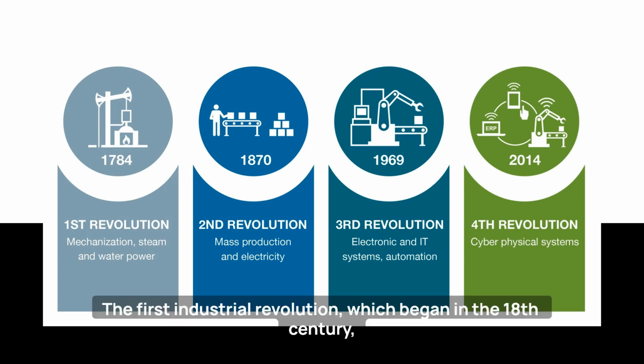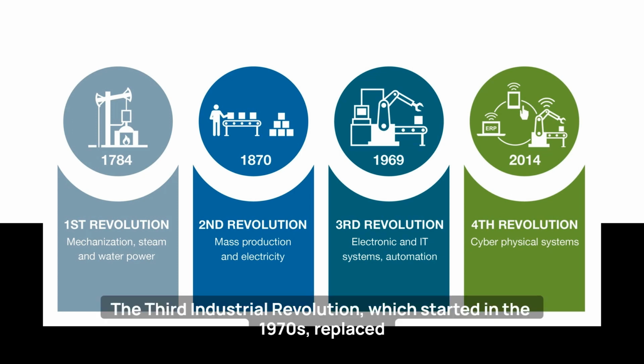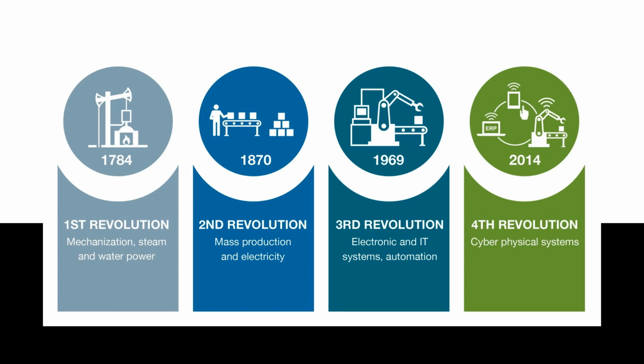The first industrial revolution, which began in the 18th century, brought about steam power and machines into production. The second industrial revolution began in the 19th century and was characterized by the discovery of electricity and the introduction of assembly line production. The third industrial revolution, which started in the 1970s, replaced human workers with intelligent machines, programs, and algorithms that partially performed the work, making it faster and more efficient.